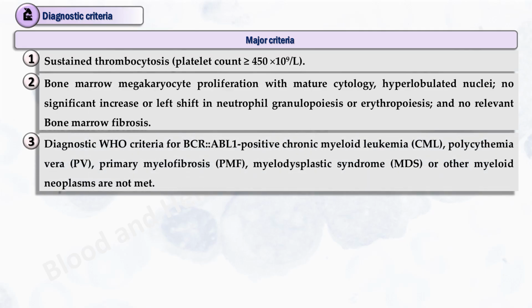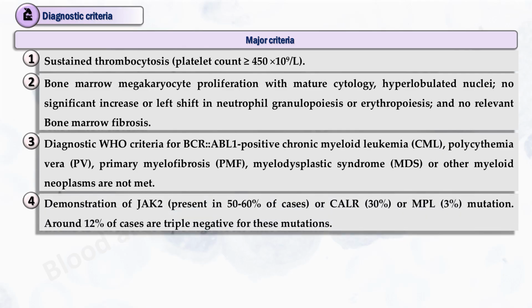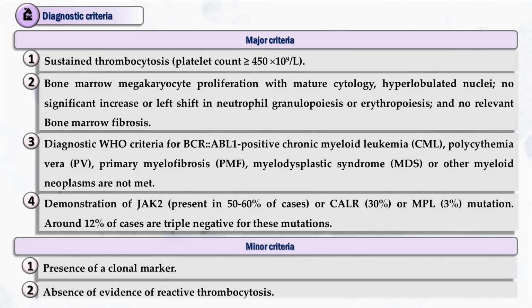Diagnostic WHO criteria for BCR-ABL1 positive chronic myeloid leukemia, polycythemia vera, primary myelofibrosis, myelodysplastic syndrome, or other myeloid neoplasms are not met. Demonstration of Janus kinase 2 or calreticulin or myeloproliferative leukemia virus oncogene mutation. Minor criteria include presence of a clonal marker, and no evidence of reactive thrombocytosis.